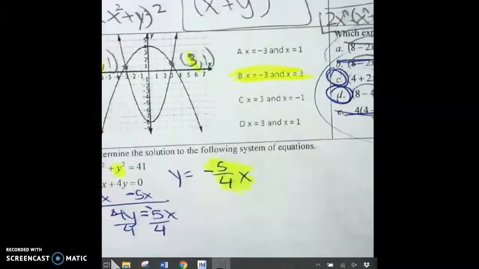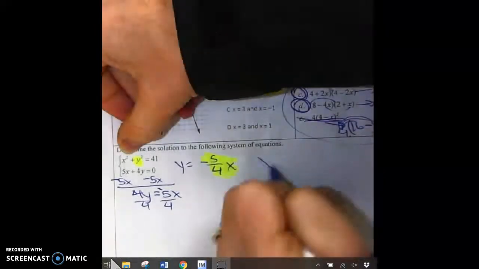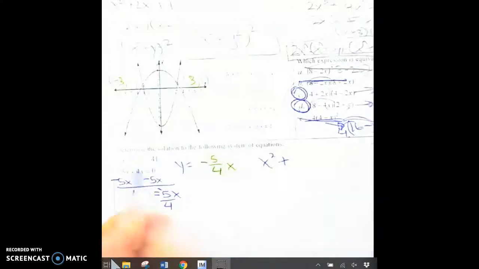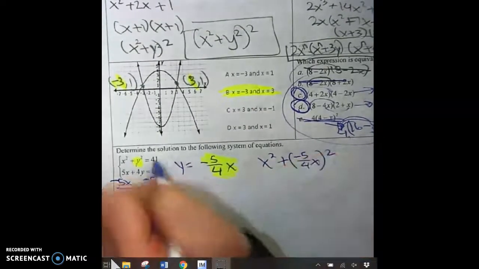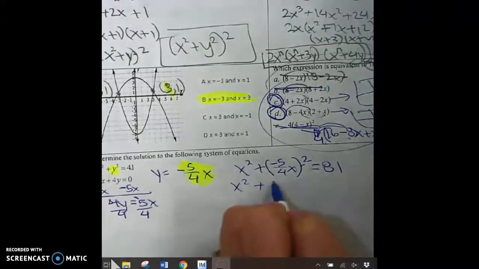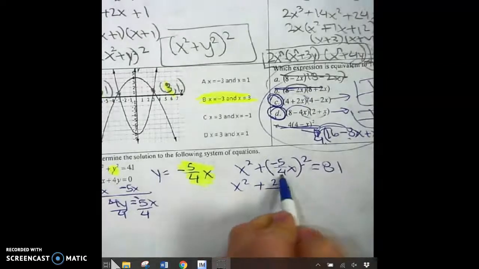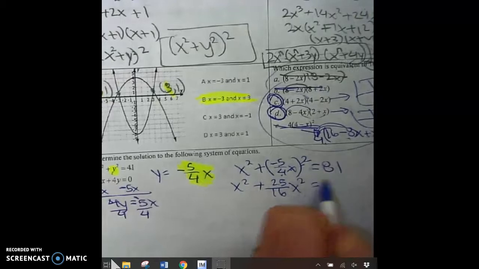So let me rewrite this. Let me make it a little bit bigger. So that means I'm going to write x squared plus parentheses negative 5/4 x squared equals 81. I know some of you are a little scared, but don't be scared, okay? If I square negative 5, it's 25. And if I square 4, it's 16. And if I square x, it's x squared.